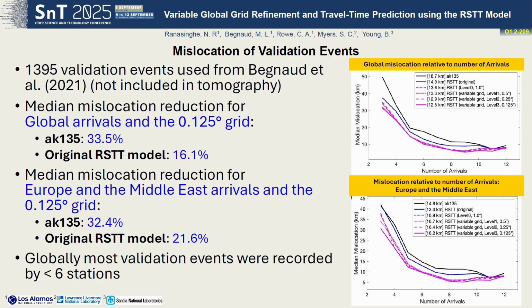Globally, most of the validation events were recorded by fewer than 6 stations. But you can see in the plots on the right how the different models performed in terms of the mislocation of these validation events.